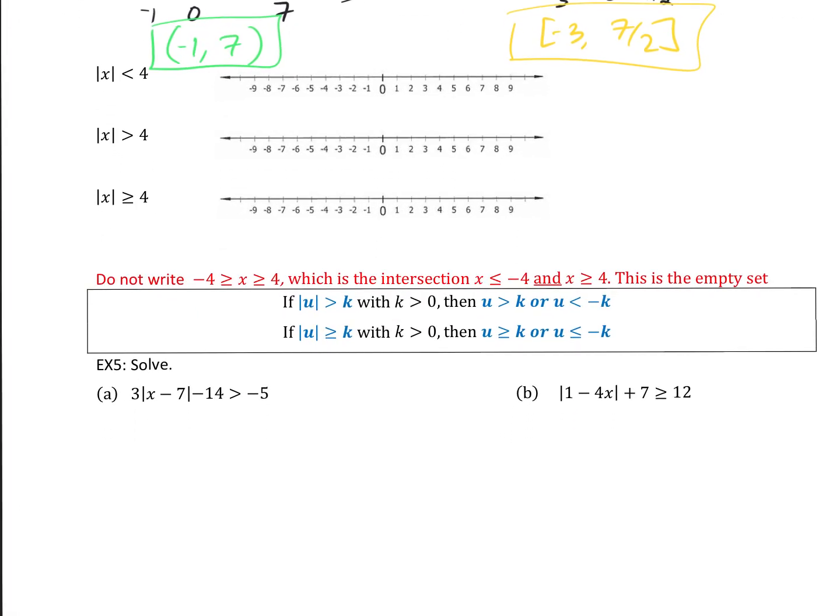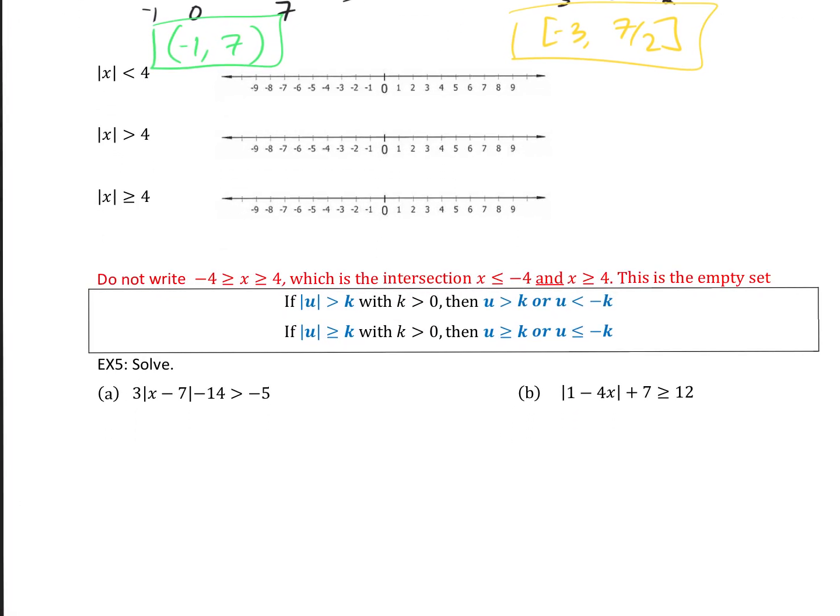So now let's move on. Again, if we were graphing the absolute value of x is less than 4, we're talking about less than 4 units away from 0, which would be this. But now I'm talking about something else. I'm talking about x is greater than 4 units away from 0. So how do we describe greater than 4 units away from 0? Well, all these numbers are greater than 4 units away from 0, and all these numbers are also greater than 4 units away from 0. So that would be how you would graph x is greater than.